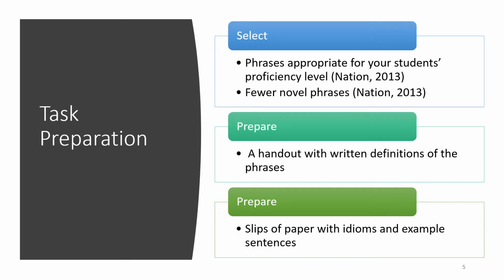Another thing is that you should introduce fewer novel phrases within the first lesson. So let's say if you have a 1 hour lesson, I suggest you introduce no more than 5 to 10 new idiomatic phrases. Second, you're going to prepare a handout with written definitions of the phrases. This will become an item matching activity. Third, you'll prepare slips of paper which contain one idiom and one example phrase on each. Please prepare 2 sets of the example phrases.